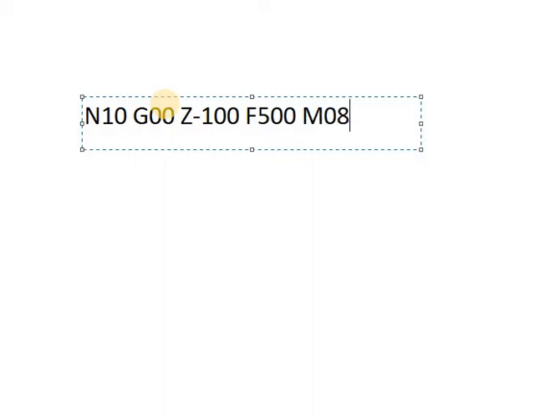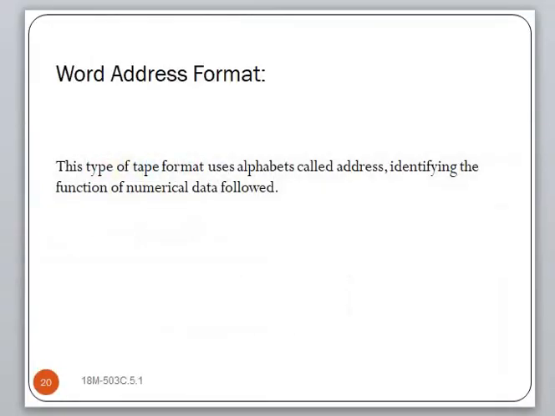So this is an example of word address format. It is clear from the example that the word address format is considerably easier to use than other formats, and that it also results in shorter programs. So this is about the word address format.